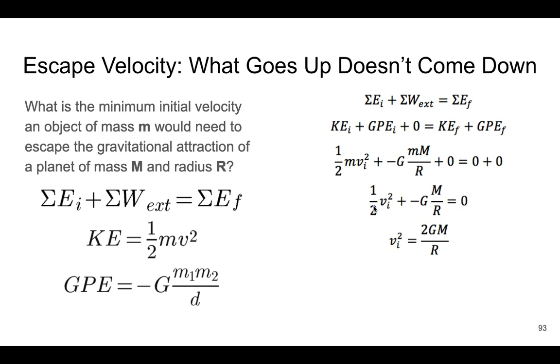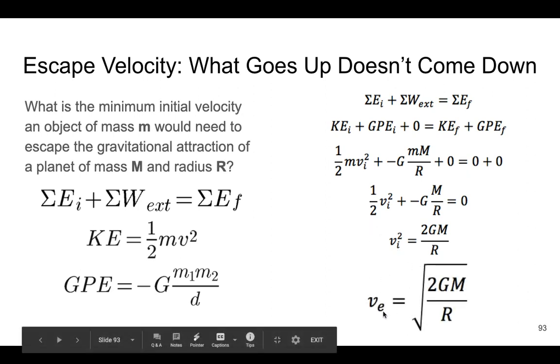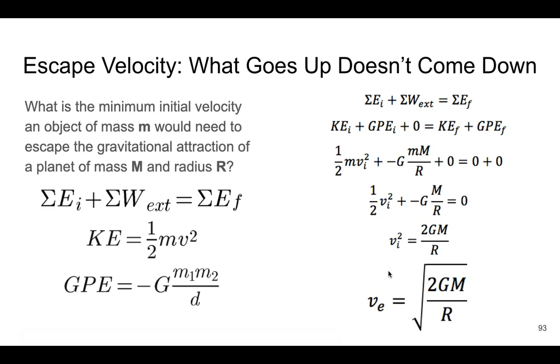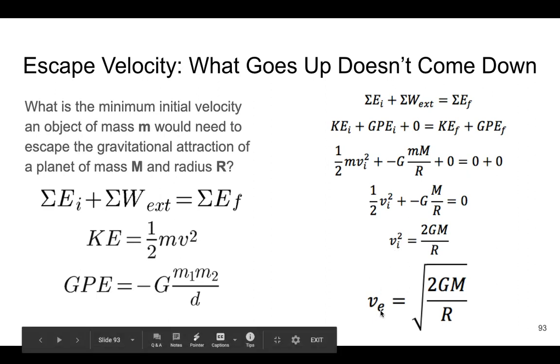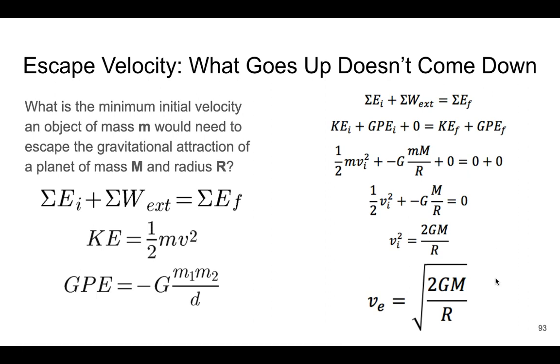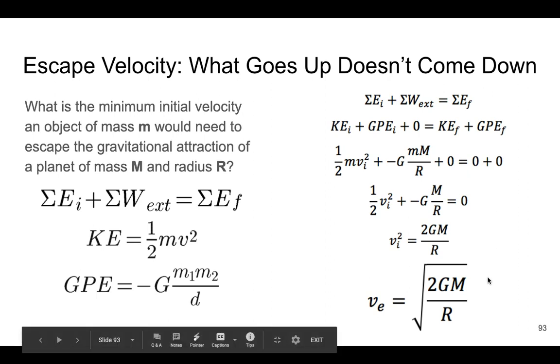So you take this, you solve it for v initial squared, and then you take the square root of both sides, and I replace the little i with a little e. This initial velocity is what escape velocity is. So now we have a formula for escape velocity. Escape velocity is the square root of 2 times capital G times big M, the mass of the planet we're leaving, divided by the radius of the planet.